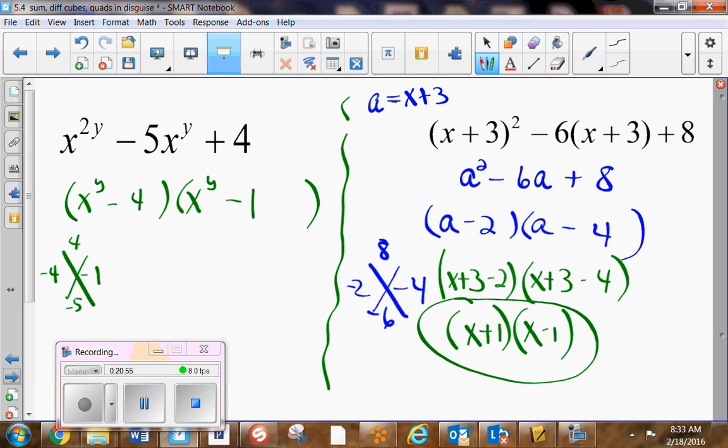So sometimes you have to look at them like quadratics, but they're in disguise. This one is certainly in disguise because we have another variable here. This one is in disguise because we have a binomial where we usually just have a single variable.